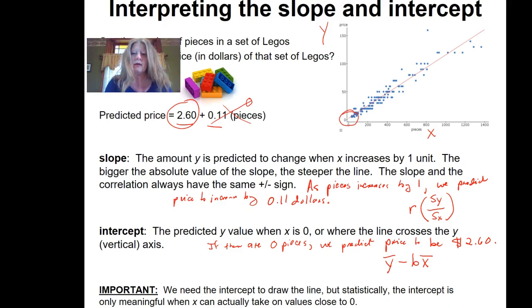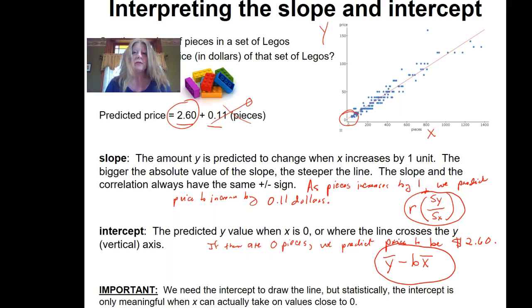And just notice, we're probably never going to have you compute these. But I wanted you to see the formulas because I want you to know that the standard deviations of your variables and the means of the variables go into figuring out these things. So if you have any outliers in the data set that are going to affect your means and standard deviations, they are going to have an impact on your slope and intercept.